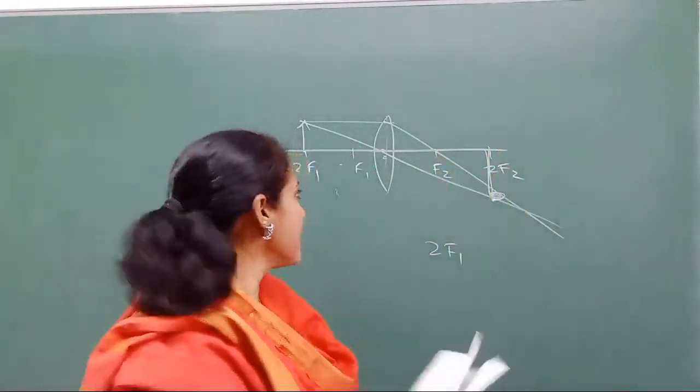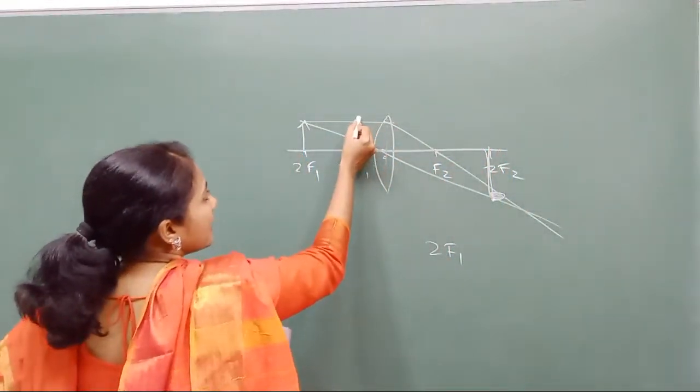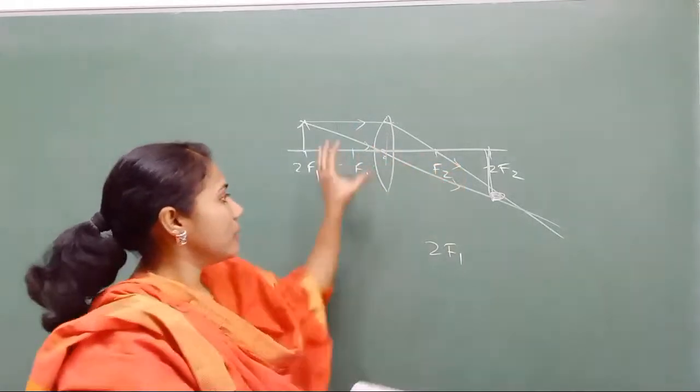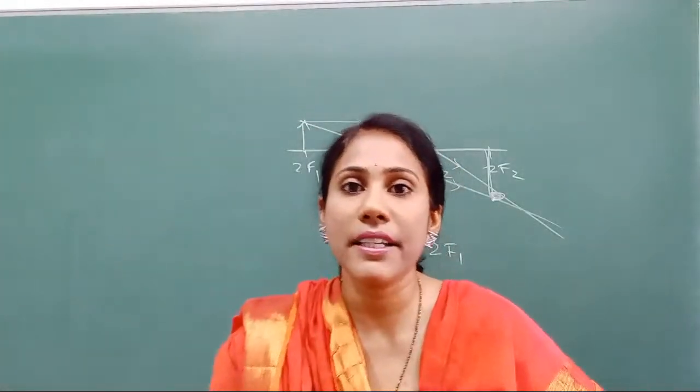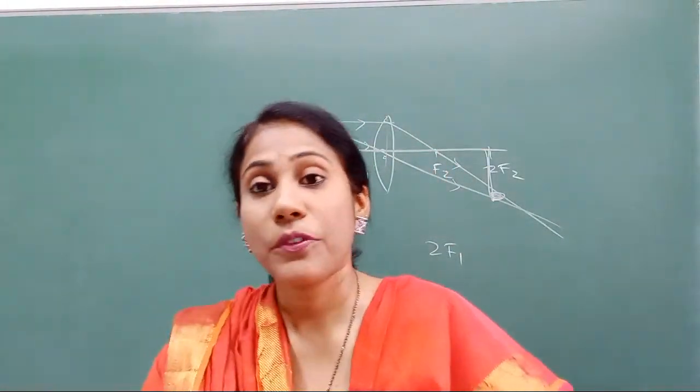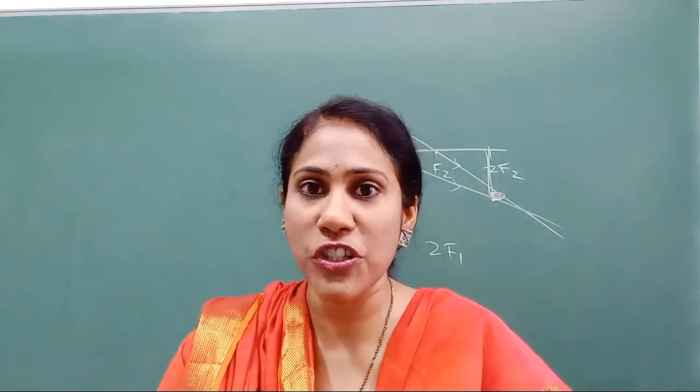So you all know this ray diagram. You have to draw it with neat arrow marks. Arrow marks are very compulsory to mention, okay? So that is your ray diagram. That completes your 10th question.